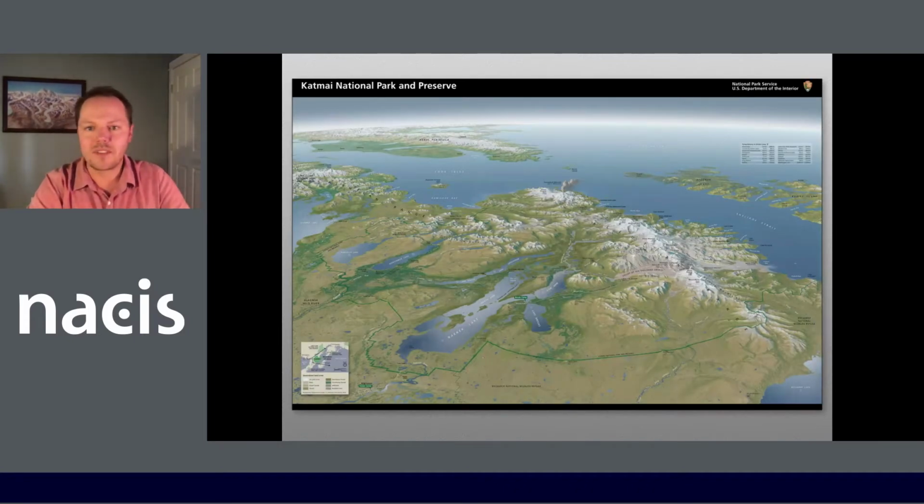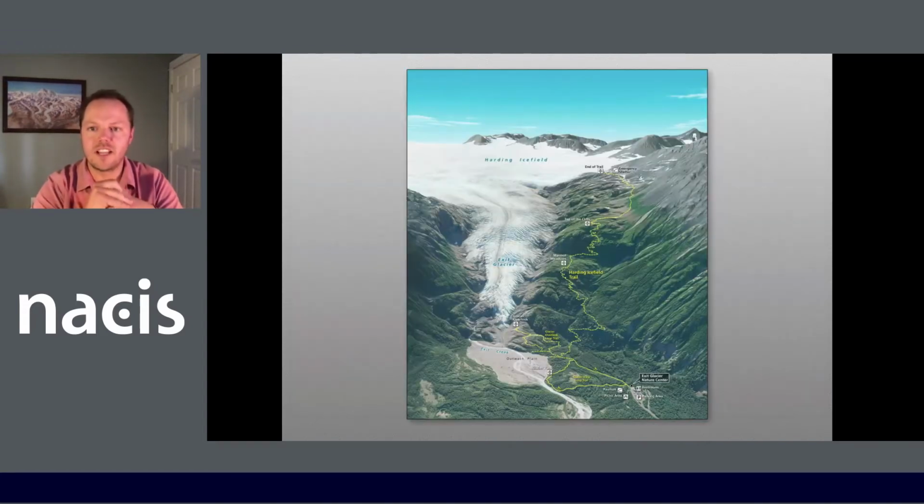So 3D maps, oblique views, panoramas, I'll use these terms interchangeably. They can take on a variety of appearances and functionality, like this beautiful panorama of Katmai National Park and Preserve made by Tom Patterson, or this map of Exit Glacier that illustrates to map readers that they have a long slog up to the Harding Icefield.